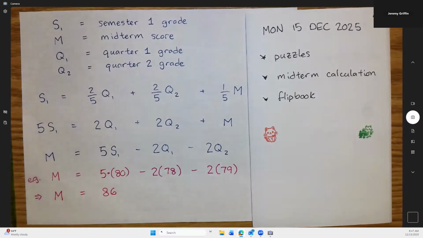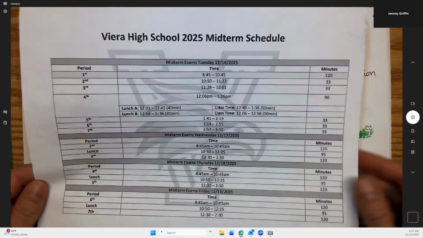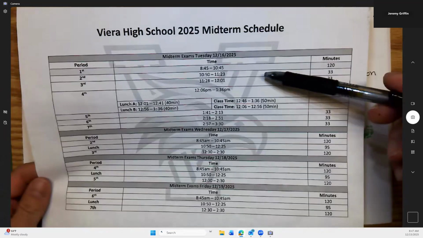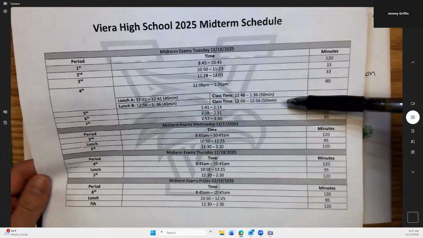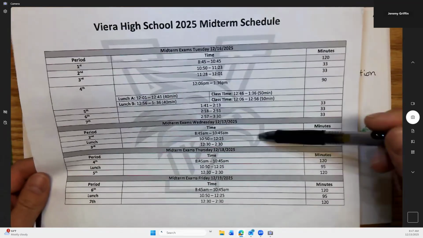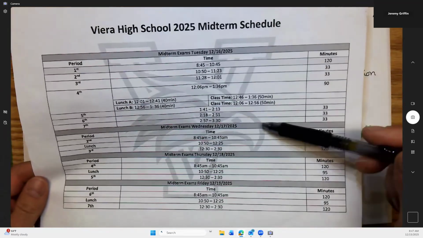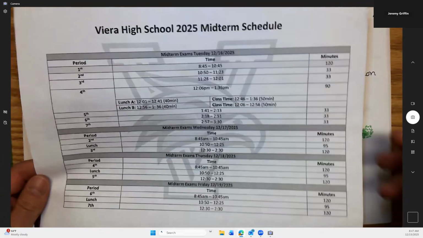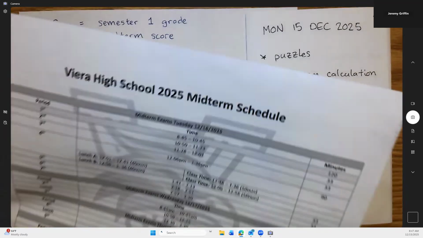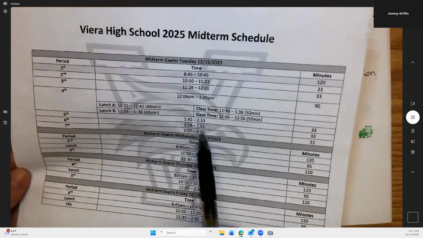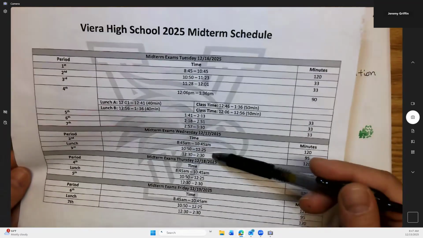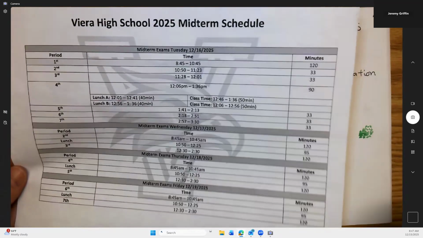Here, I'll show you guys the midterm schedule also. Tomorrow, your only midterm is period 1, and all your other classes are shortened. Then each day after that, you have just a couple of classes that you go to: 2, 3, 4, 5, 6, 7. Tomorrow we get out early, but each day after that, Wednesday, Thursday, Friday, you get out at 2:30.